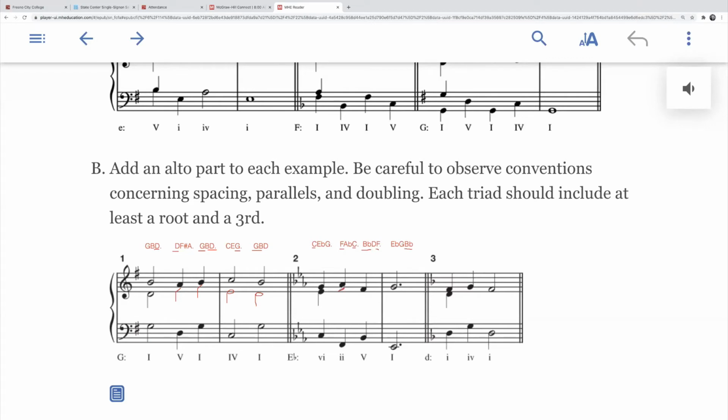Us up to the F. We could do that. It's nice and easy. All right, we have a B flat, a D, and an F. We're missing our third. We have to have our third, so we got to go there, right? Yeah. And then we've got a root and a third.